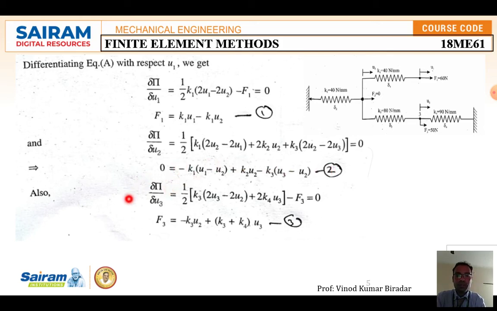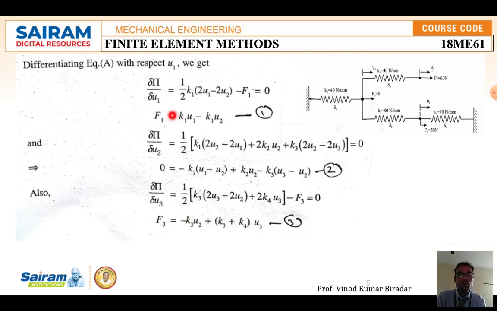Again differentiate the potential energy function with respect to u3. So we are going to get half of k3 into (2u3 minus 2u2) plus 2k4 u3, whole bracket close, minus f3. Okay, so f3 is equal to what? So this goes in that direction, this becomes 0. f3 is equal to minus k3 u2 plus (k3 plus k4) u3.